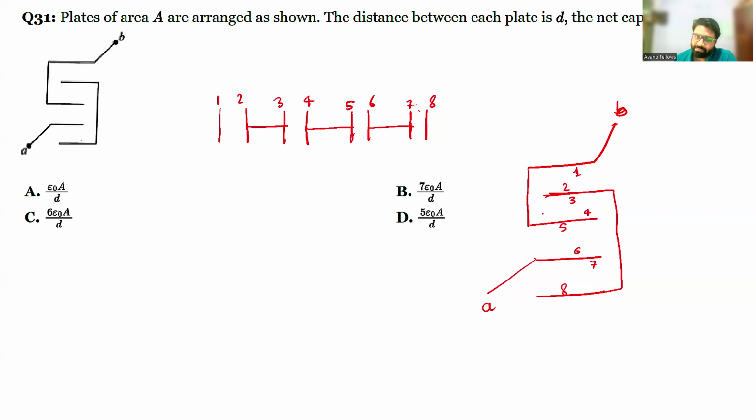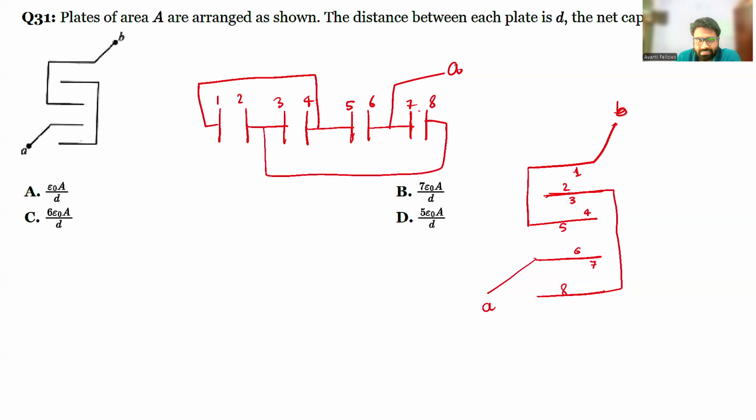So here we will see that this 6 7 junction is connected to terminal A. Note it. This plate number 1 is connected to 4 and 5. So we can say that plate number 1 is connected to 4 and 5. Now this 2 3 plate is also connected to 8. So 2 3 plate is also connected to 8.